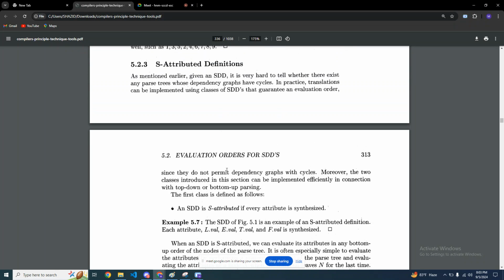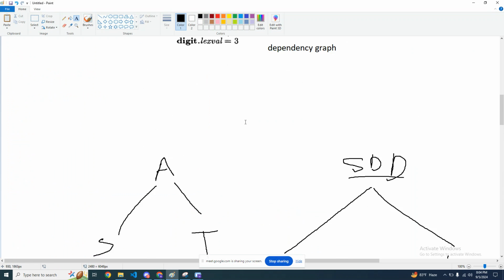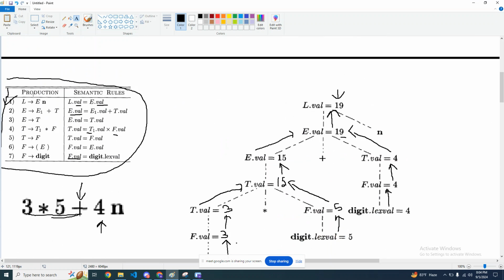So what does it say? An SDD is S attributed if every attribute is synthesized. So that means all of the attributes must be synthesized. If we look at this example, this SDD is an S attributed SDD because all of the attributes here are synthesized attributes. Clear? There is no inherited attribute here, so this is S attributed SDD.